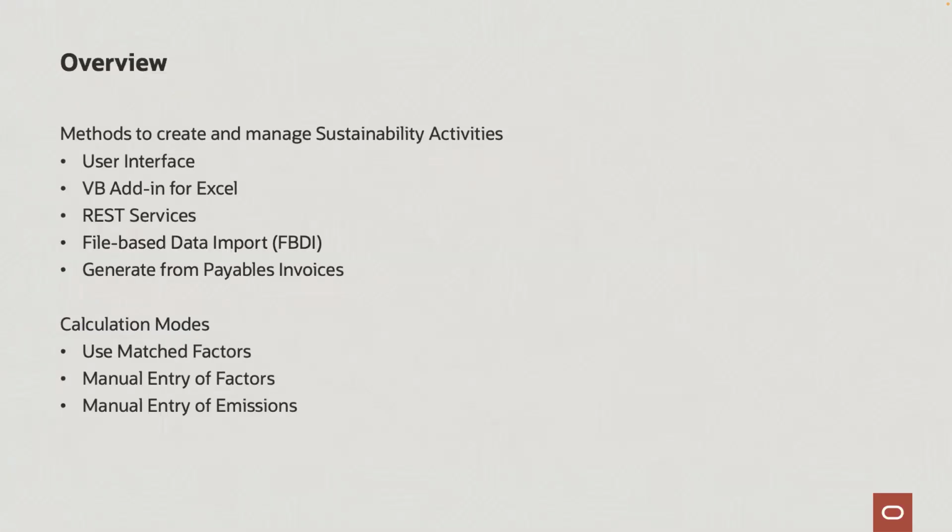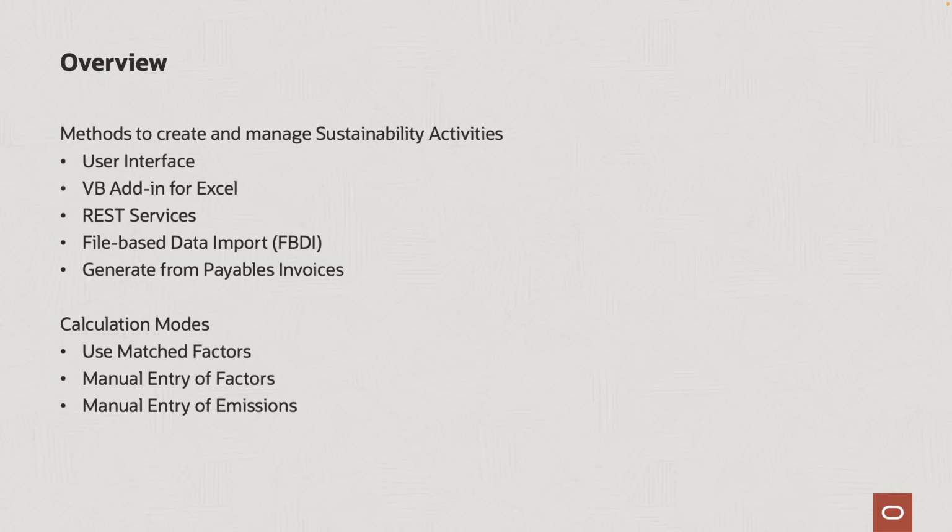Oracle Sustainability offers various methods through which activities can be created. User interface. Use this method to quickly create ad hoc activities or to edit activities created through any source. VB add-in for Excel. This method offers the convenience and familiarity of an Excel spreadsheet interface. Use this method to create, update, or delete multiple activities in one go. REST services. Use this method to integrate with a third-party system to bring in activities from external sources and to keep activity data in sync across systems.